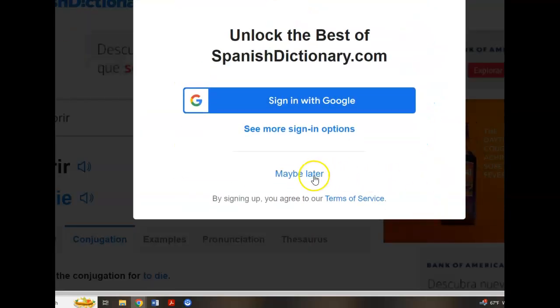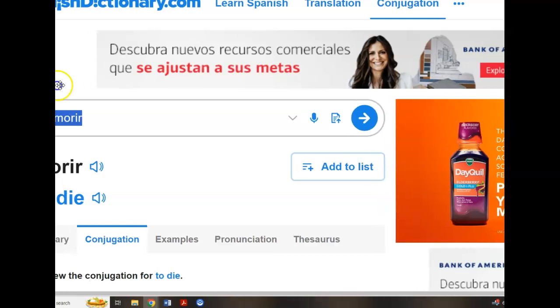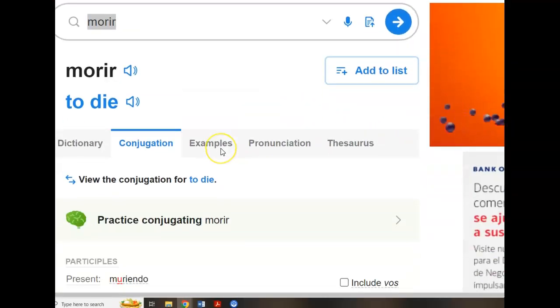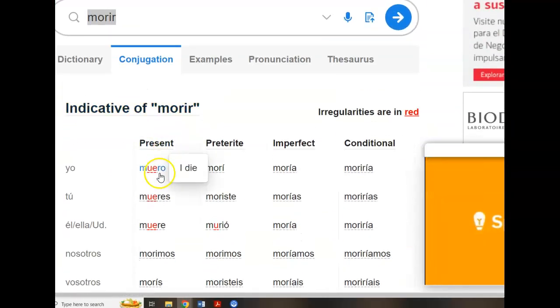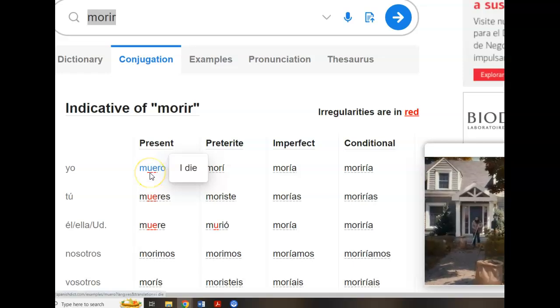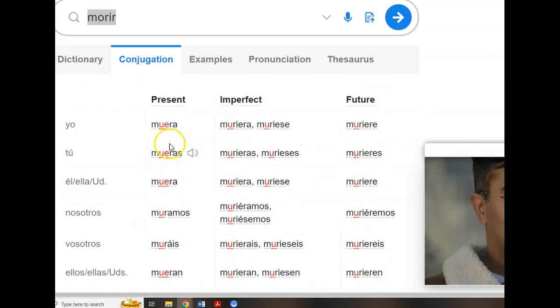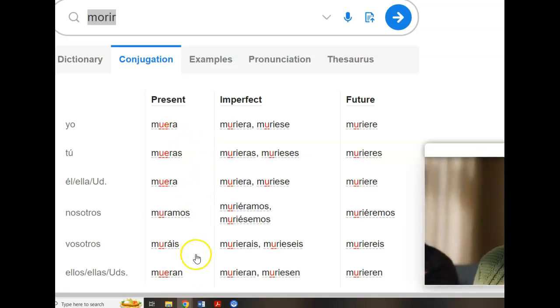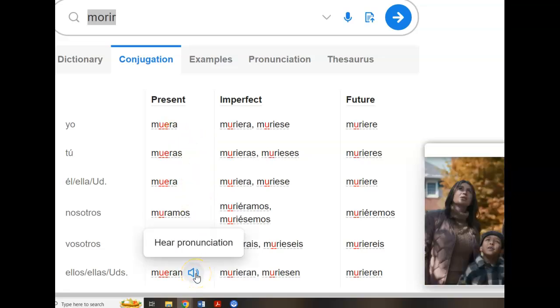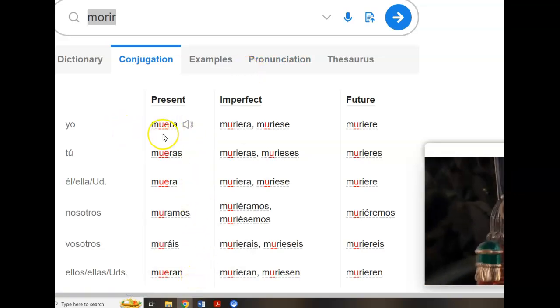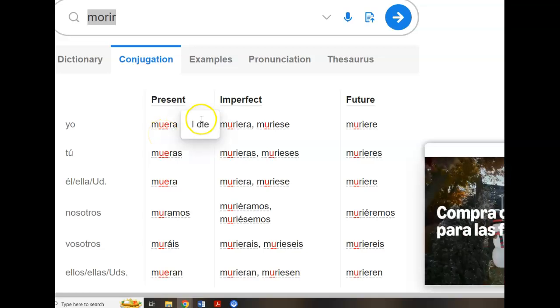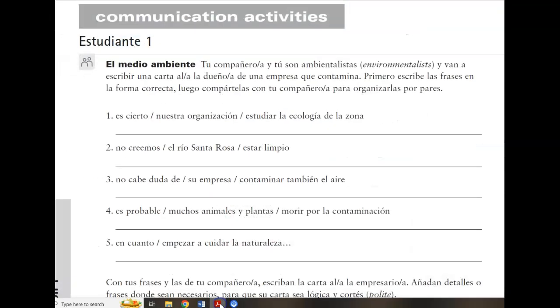Not the most flattering of verbs to look at. But in the yo form, it is irregular in that the O changes to UE. So this is how it would conjugate in the subjunctive. Muera in the yo form.